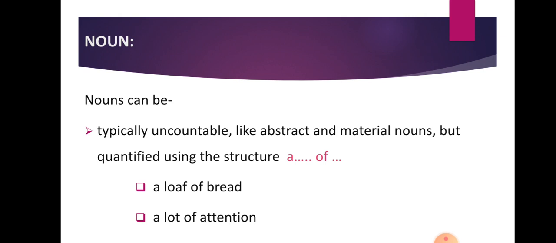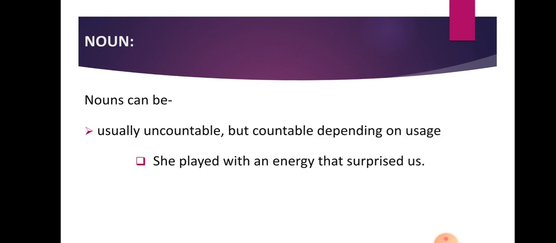The second case is nouns that are typically uncountable. What are the nouns which are uncountable? Abstract nouns and material nouns are uncountable. You cannot count them, right? But you can quantify those nouns with some structure: a loaf of, a lot of, got it? A loaf of bread, a lot of attention. Coming to the next one, nouns can be usually uncountable but countable depending on usage. She played with an energy that surprised us. We cannot count how much energy we are spending, but it can be used based on the usage. Usually it is uncountable, but it is countable depending upon the usage.